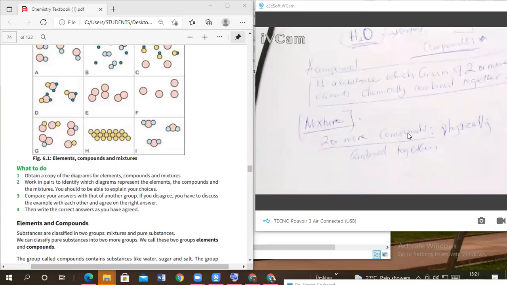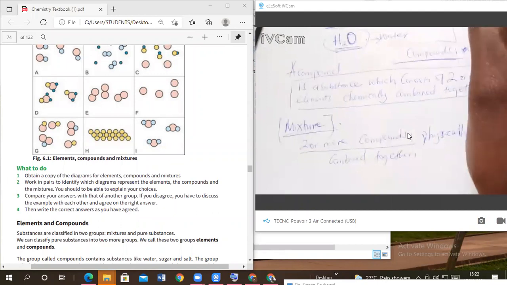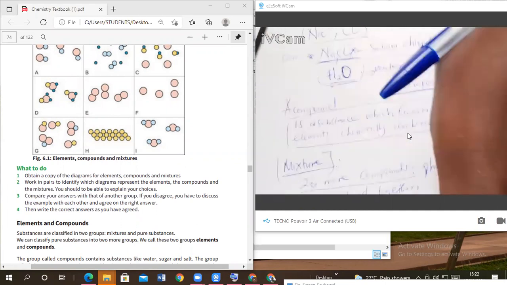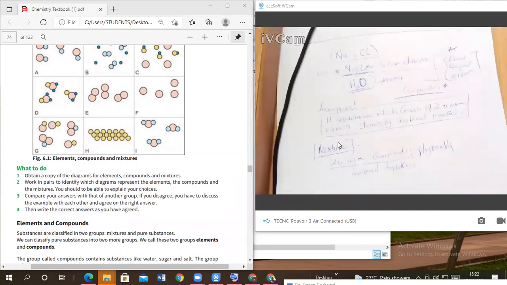I get my salt, I pour in water. I'm forming what is called a mixture. That mixture has sodium, chloride, and water together. Okay? Is it fine? So you know the difference between an element, a compound, and a mixture. Have we known the difference? Yes. Okay.